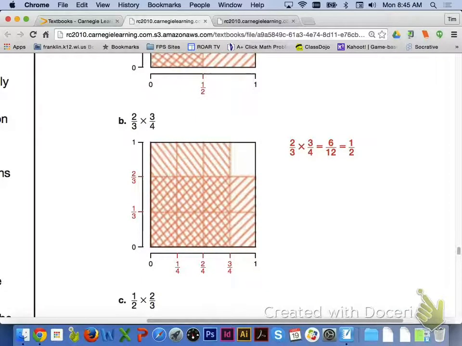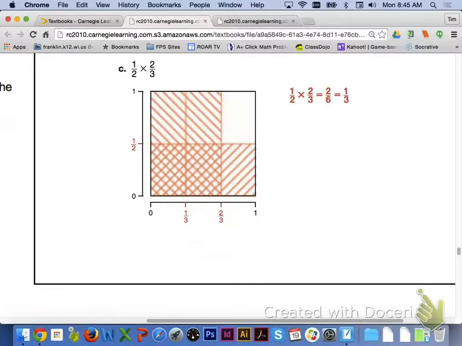For letter B, I'm going to break it up into fourths and shade in 3/4. Then I'm going to break it up into thirds and shade in 2/3. You can see then that the overlapping region is going to be 6/12. We have to make sure that we reduce and we get 1/2 for our answer. Finally, for letter C, I'm going to break it up into thirds and shade in 2/3. Break that up into 1/2 and shade in 1/2. Overlapping region, I'm going to get 2/6, but I have to make sure that I simplify the fraction. 1/3 is my product.